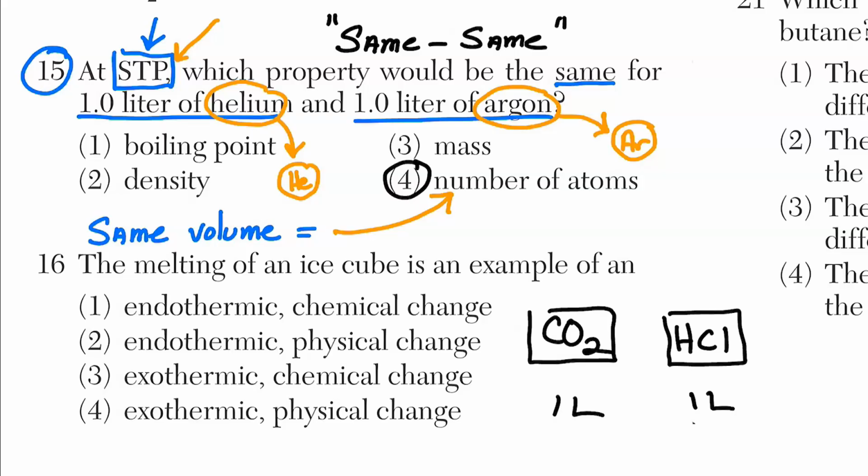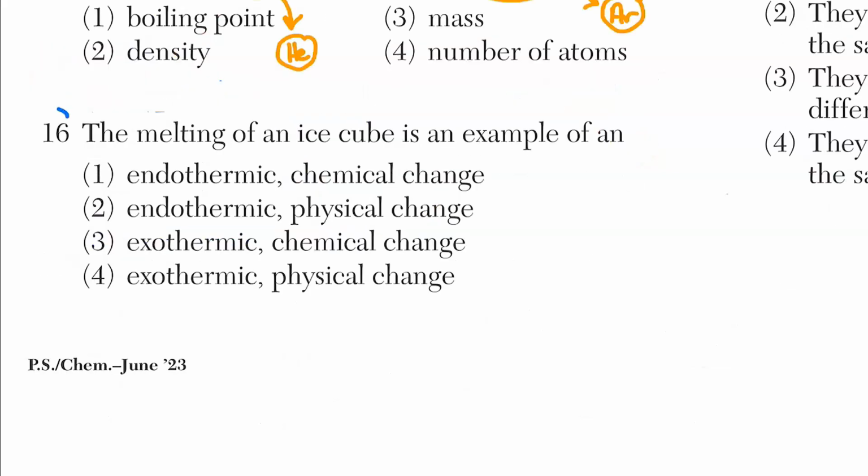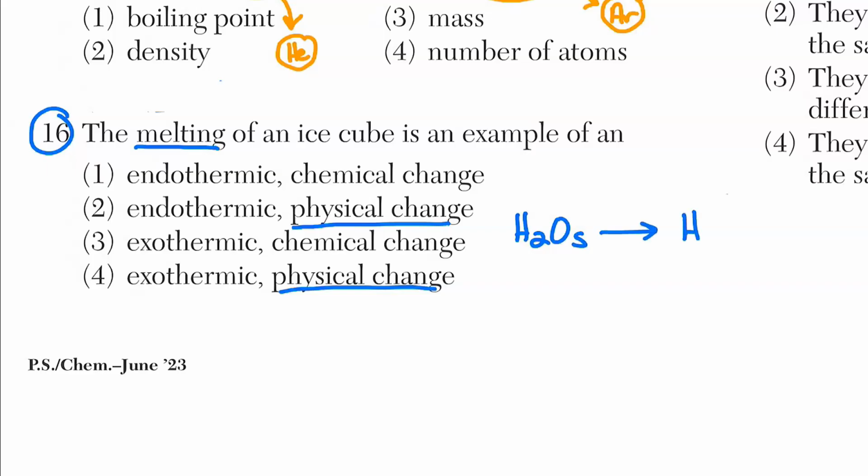So on to number 16. Number 16, the melting of an ice cube. Melting, that's a phase change. Is an example of what? Well, all phase changes, my friends, are physical changes. You have to have that down. So, ice cube is ice, it's water, it's H2O, solid, and it's going to go to H2O, liquid.